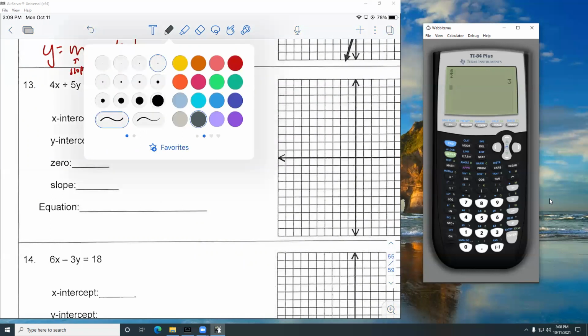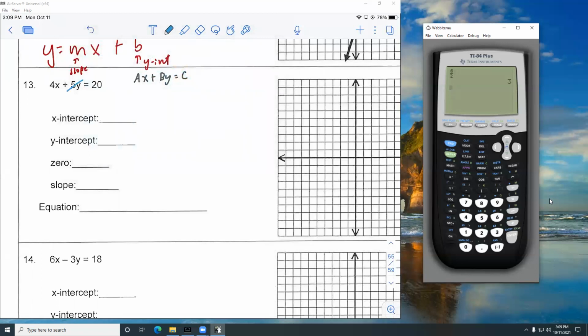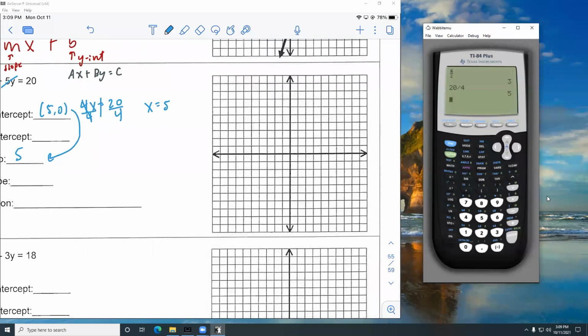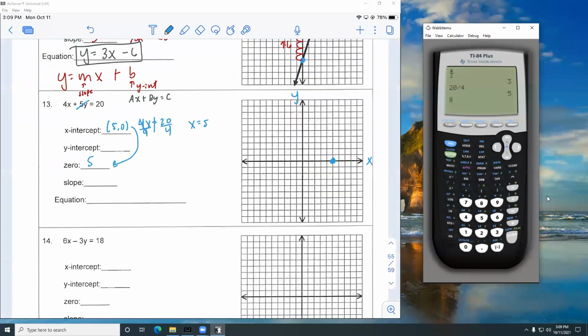So to find my X intercept, what I do is I totally get rid of Y and I just say 4X equals 20. And then I just divide both sides by 4, right? To get that X by itself. So 20 divided by 4 should get you 5. Very good. So I got X equals 5. That is my X intercept. I got the point 5, 0, which means I already have my 0. My 0 is 5, right? So on my X and my Y coordinate right here, I'm going to put 1, 2, 3, 4, 5. A point right there at 5, 0.